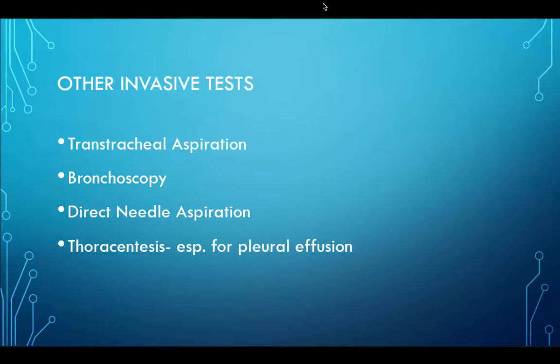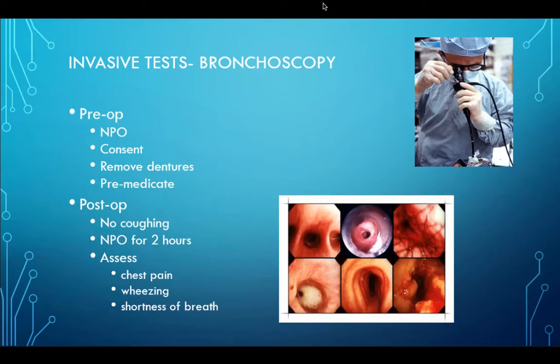We can also do other tests: transtracheal aspiration, bronchoscopy, direct needle aspiration, or thoracentesis if they have a pleural effusion. A little bit deeper into the bronchoscopy, it is a direct visualization of the larynx, trachea, and bronchial tree, where they insert a scope with a light down the trachea after they give a local anesthetic. It can be inserted through the nose or mouth. It can also be used to obtain a biopsy or aspirate blood or secretions.